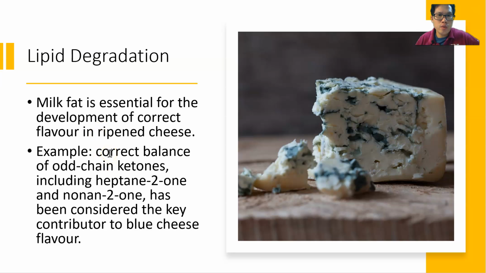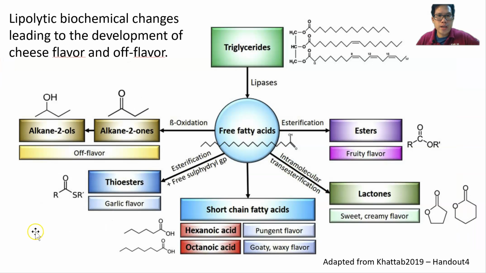So in this case, for blue cheese, the correct balance of the odd-chain ketones, including heptan-2-one and nonan-2-one, has been considered the key contributor to the blue cheese flavor. Yeah, so this one is the image of the blue cheese. Okay, so this is the graphic illustration.